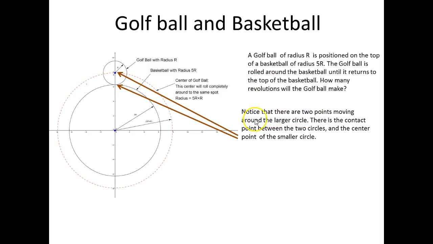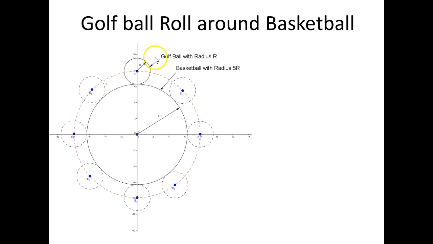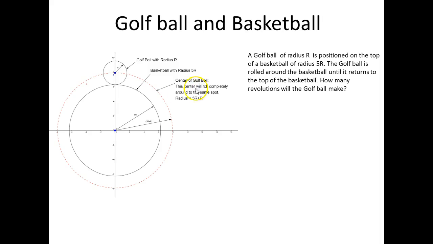Notice that there are 2 points moving around the larger circle of the basketball. There is the contact point between the 2 circles right there, and the center point of the smaller circle right there. What we're doing is the golf ball with the radius r and the basketball with the radius of 5r, and we're going to roll this golf ball all the way around the basketball until it comes to the same spot. And like I said, here we go. This is what's going on.